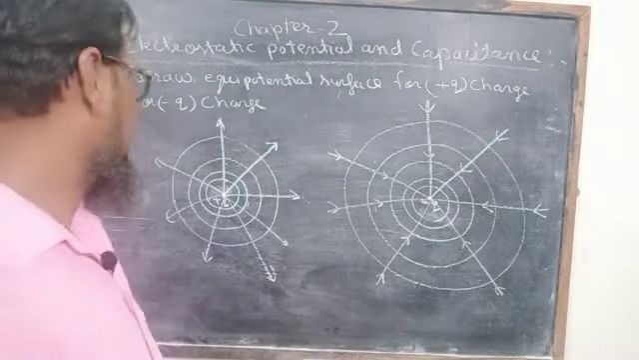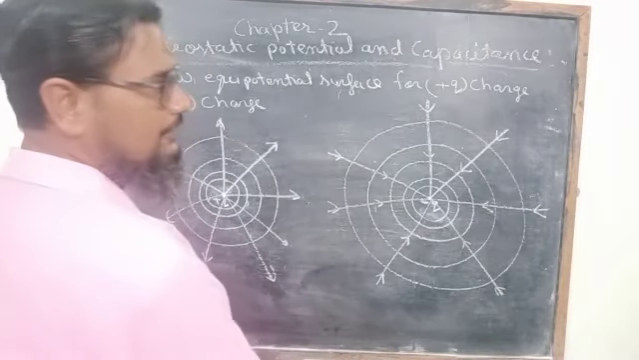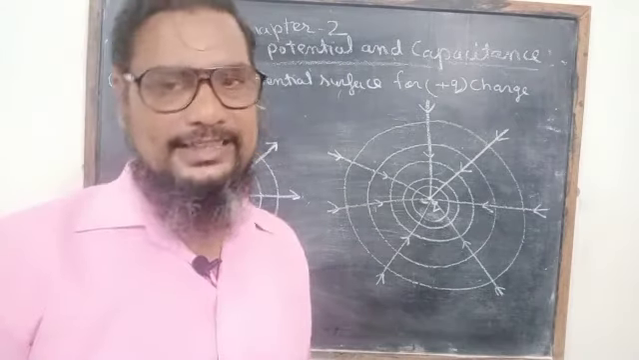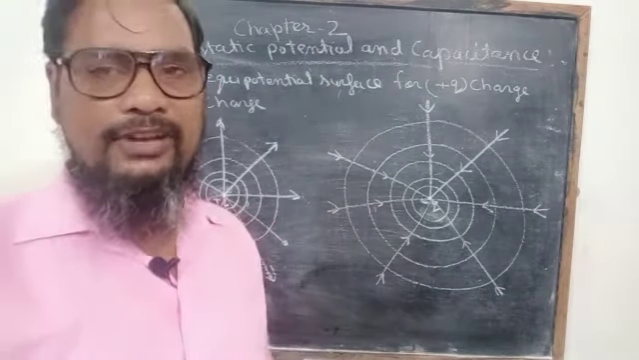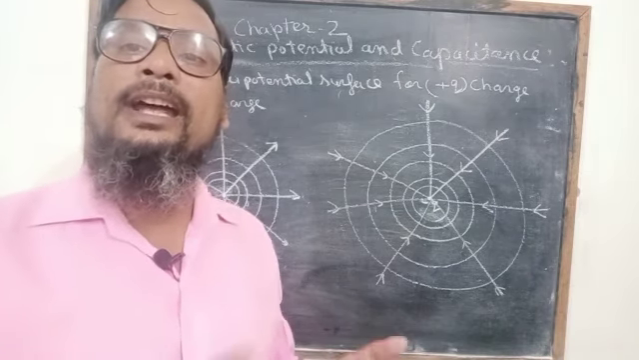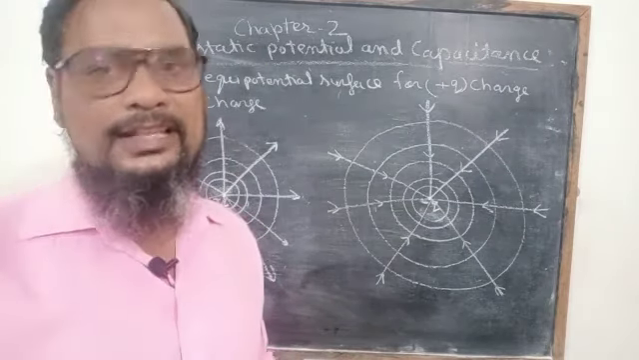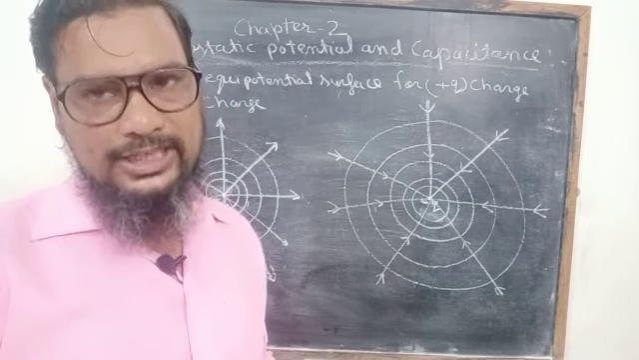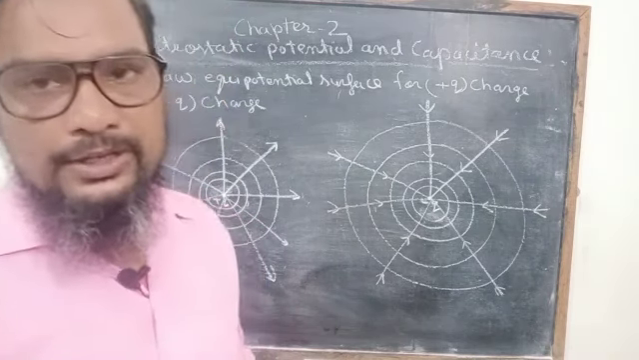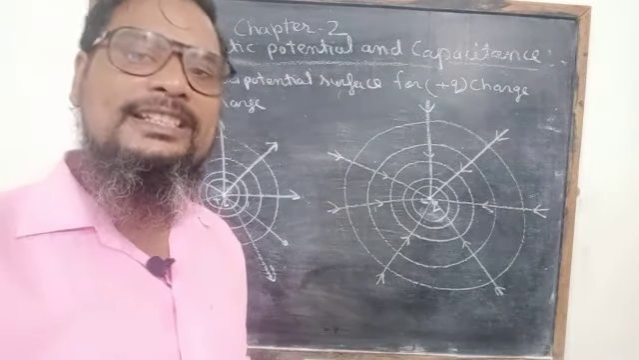The next question is that we draw the equipotential surfaces for a group of two charges, and there are three cases: when two positive charges are placed very close to one another, when two negative charges are placed very close to one another, and when equal and opposite charges are placed very close to one another, meaning an electric dipole. So we draw the equipotential surfaces for these three cases.